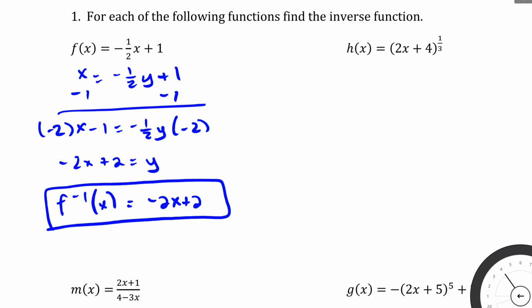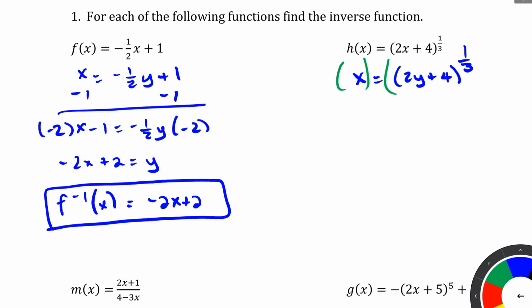So same rules apply. We want to switch the x and the y. Notice nothing changes about the function. We're just flipping the x and the y. Now to get rid of this third power, I want to raise both sides' exponents to 3, because that's going to cancel all that. So now I'm going to be left with x to the third power equals 2y plus 4.